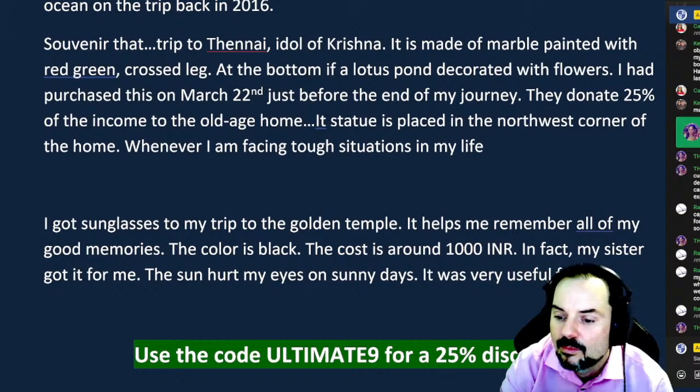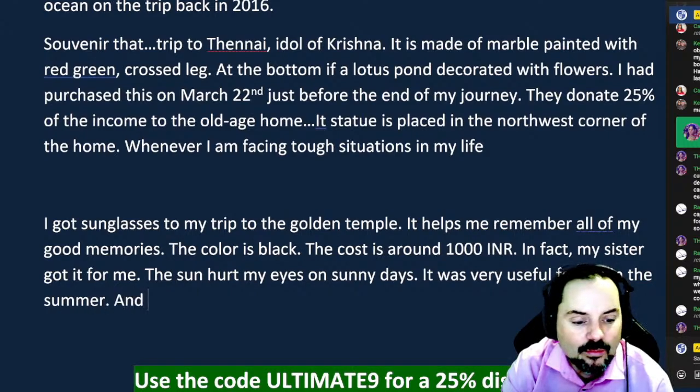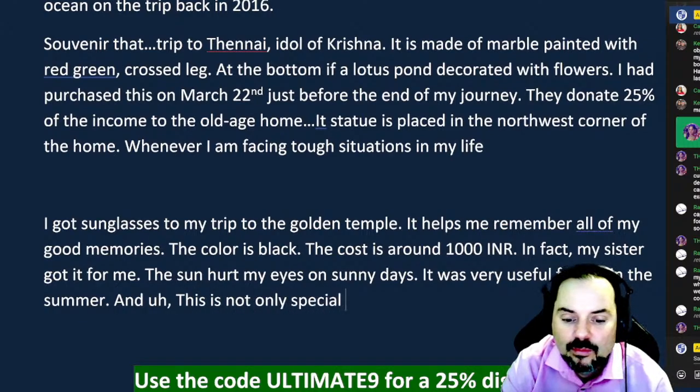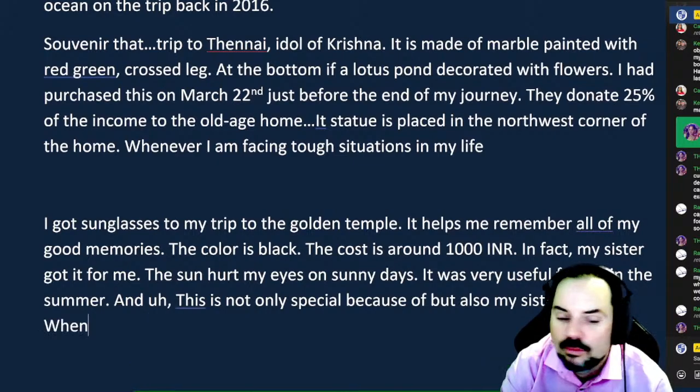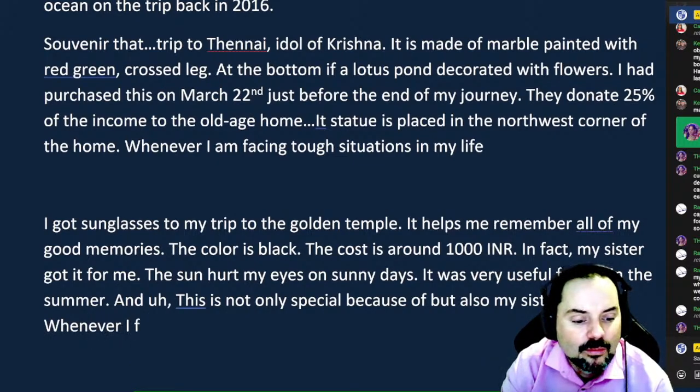These sunglasses are not only special for me because of the memories that they bring back from the beautiful view of Golden Temple, but they also carry my sister's love, and I can just grab them when I am in a hurry to go outside, and of course they stay in good condition. Whenever I wear these sunglasses, I feel more relaxed and comfortable, with protection from the rays on summer days.